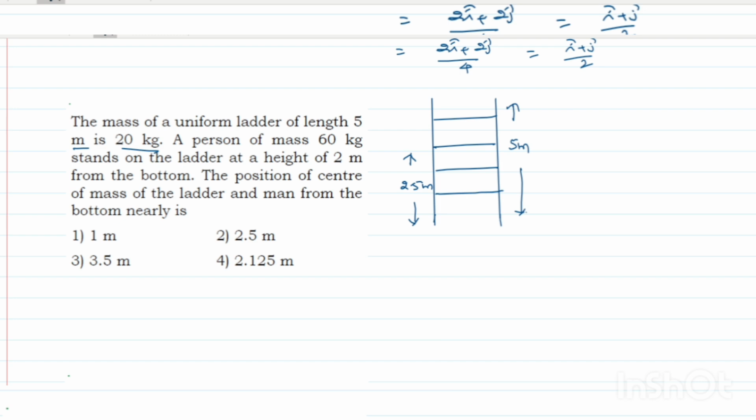Now the next part: a person of mass 60 kg stands on the ladder at a height of 2 meters. So the person will be here, at a height of 2 meters. This is the midpoint, 2.5, and the person will be located here at a 2 meter distance from the ground. It is given as the position of the mass from the bottom, and the position of the center of mass of the ladder and the man from the bottom. So from the bottom you need to calculate, students.